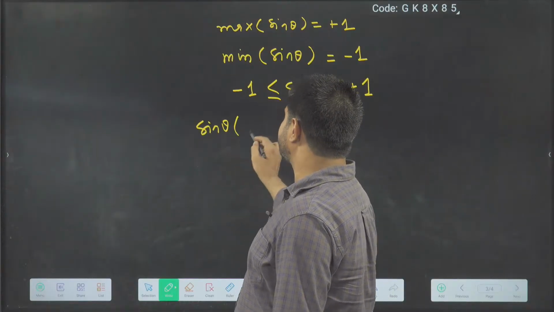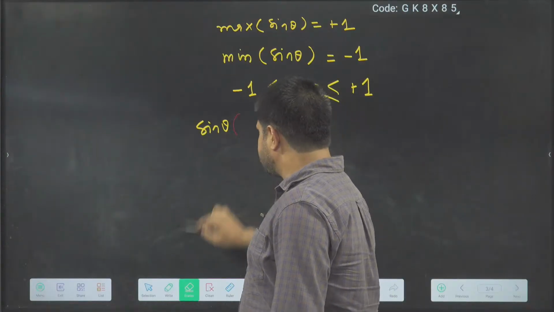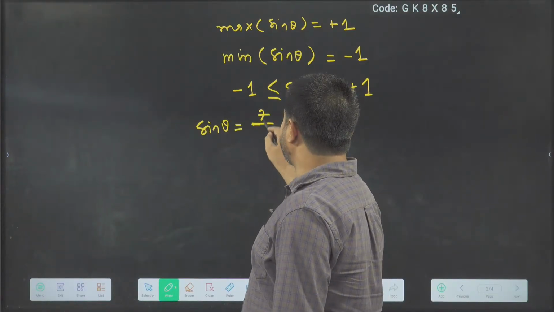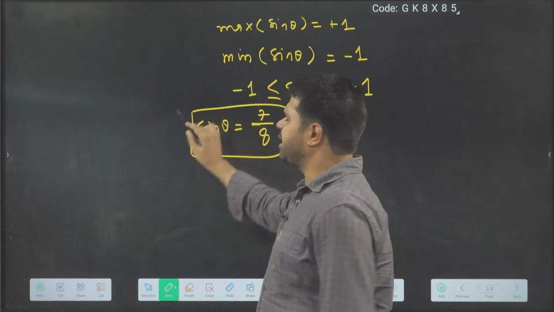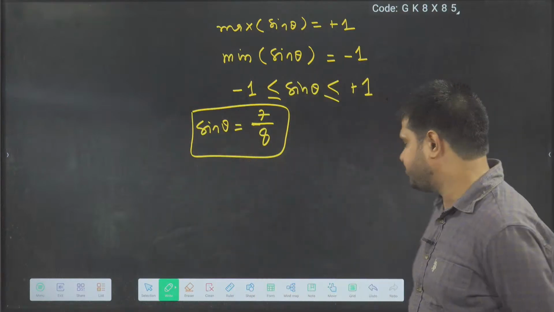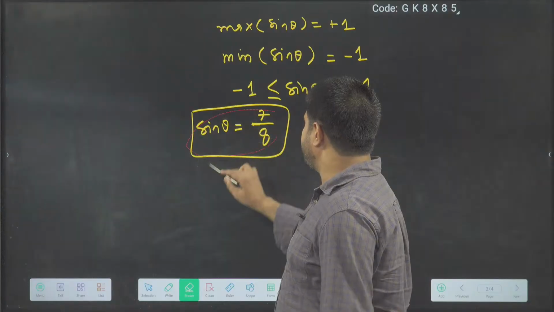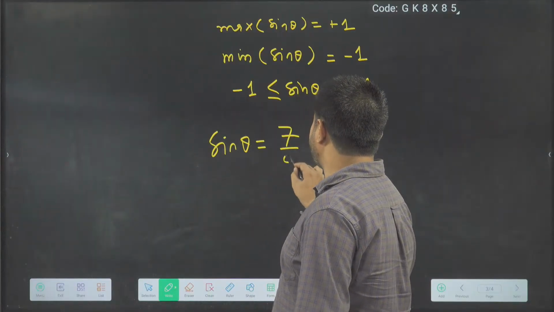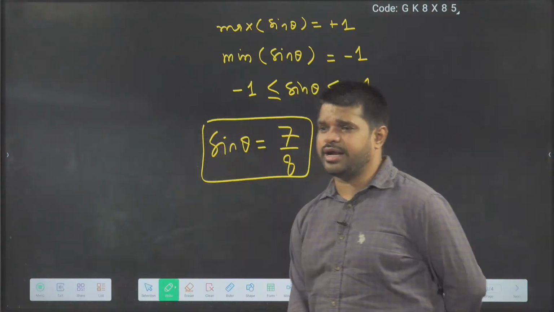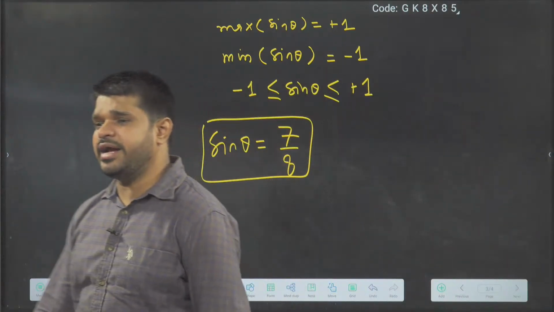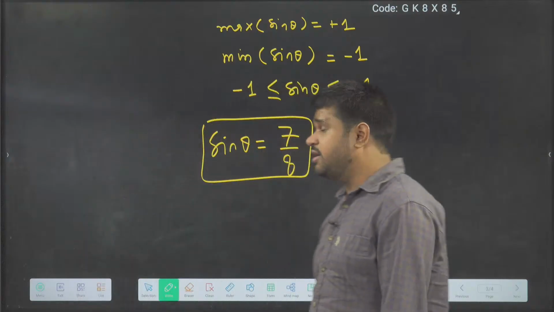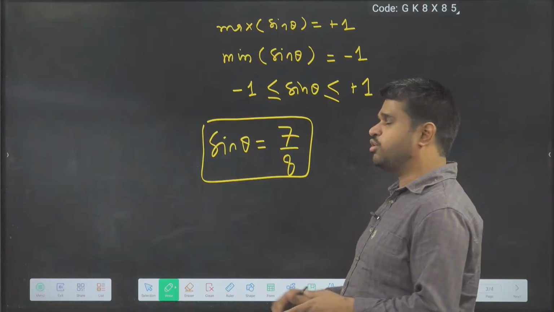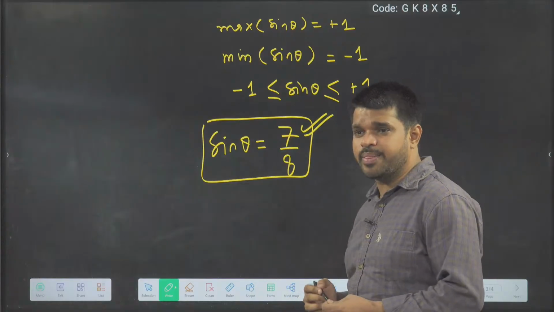Sine theta equals 7 by 8. Correct or incorrect? Possible or not? Let me rewrite it. Sine theta equals 7 by 8. Is this correct or incorrect? Someone is saying incorrect. Now it is correct. 7 by 8 is less than 1. So it is possible. It is correct. Okay. Next.